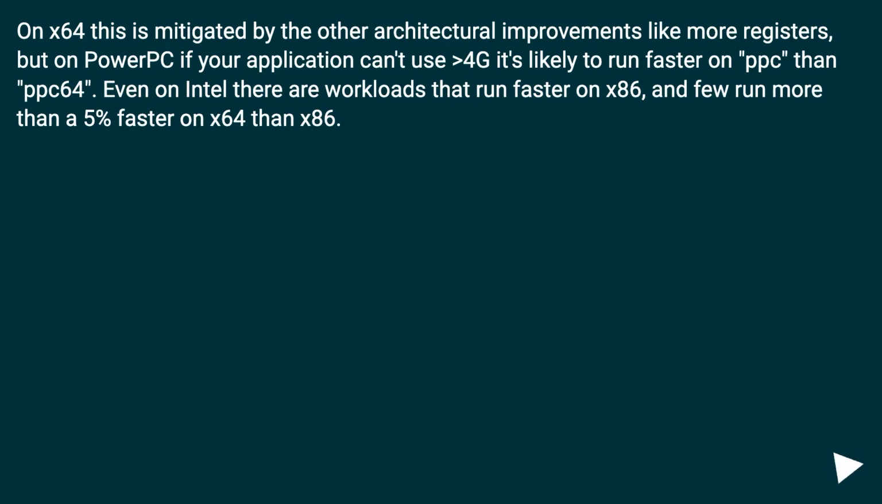On x64 this is mitigated by the other architectural improvements like more registers, but on PowerPC if your application can't use 4 GB it's likely to run faster on PPC than PPC64. Even on Intel there are workloads that run faster on x86, and few run more than 5% faster on x64 than x86.